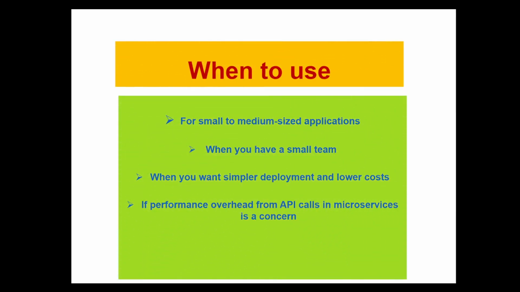So although it has numerous disadvantages, it is favorable in a few circumstances wherein we can go for monolithic architecture, like for small to medium size applications when we have a small team, and when you want simpler deployment and lower cost, or if performance overhead from the API calls in microservices is a concern. This is about when we can go for monolithic architecture.